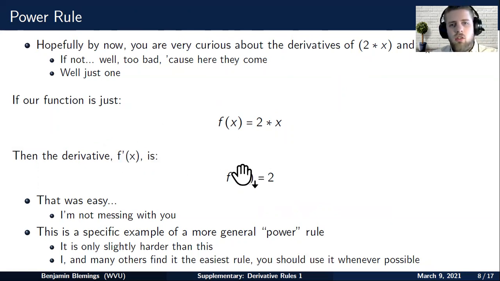Just one. So let's say we don't have the 3 over x at this point. We just have f of x equals 2 times x. Well, then the derivative f prime of x is just 2. I'm sure most of you remember that from business calculus if you've taken it already, which you probably have. And it was really that easy, I'm not messing with you. But this is really only a specific example of a more general power rule that it's going to be very important for you to remember. It is only slightly harder than this. I and many others find this to be basically the easiest rule that you should take advantage of whenever possible.